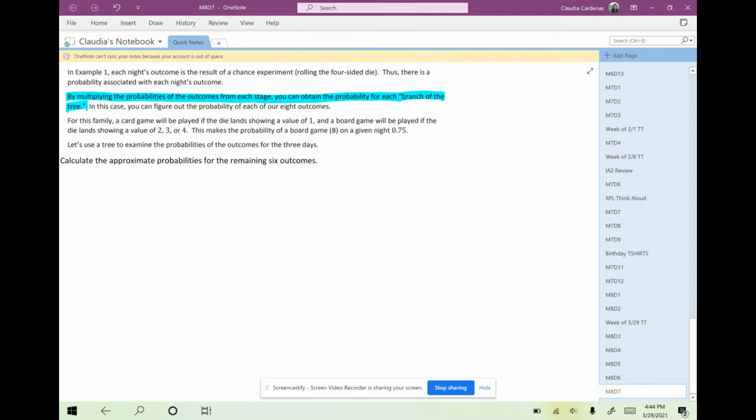So for this family, a card game will be played if the die lands showing a value of 1, and a board game will be played if the die lands showing a value of 2, 3, or 4. So this makes the probability of a board game on a given night 0.75 or 3/4, right? Because 3 of the numbers out of 4 will give us board games, which means the probability for a card game is 1 out of 4 or 1/4, because if a number 1 lands, then that will give us a card game result out of 4 potential options.